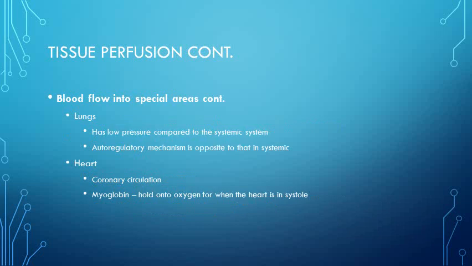The lungs have low pressure compared to the systemic system, and the autoregulatory mechanism is opposite to that in systemic. Dropping oxygen levels will raise vasoconstriction in the lungs, and high oxygen levels will raise vasodilation. And for the heart, there's coronary circulation. The aorta provides pressure to push blood for coronary circulation. And myoglobin holds on to oxygen for when the heart is in systole.